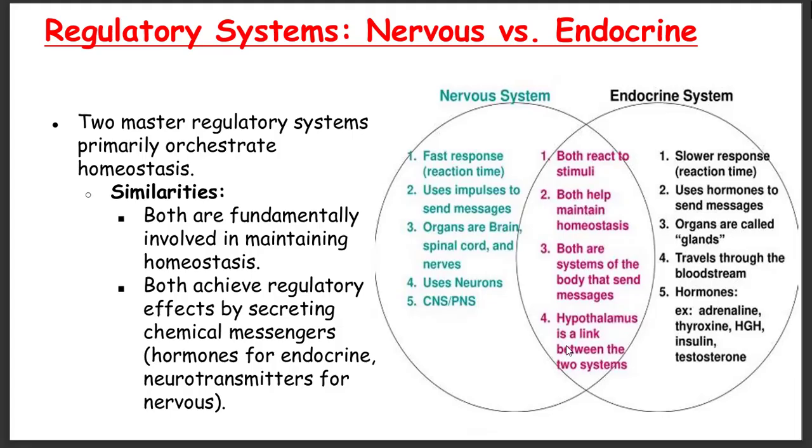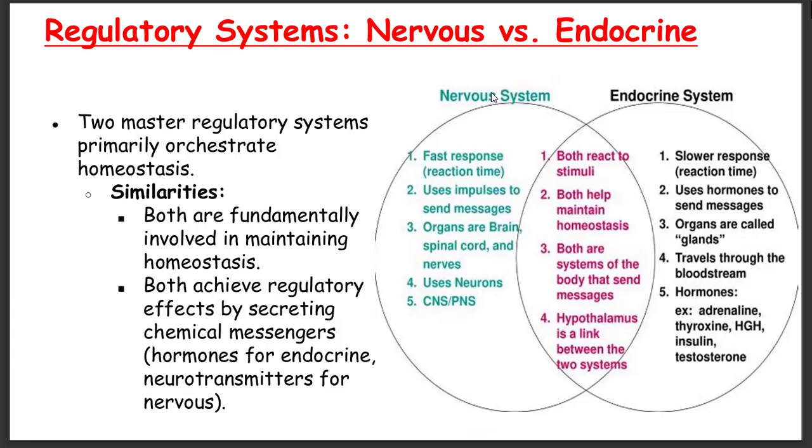So I've put this diagram here to compare and distinguish the nervous system and the endocrine system. Both react to stimuli. Those are some of the similarities. Both help to maintain homeostasis. Both are systems of the body that are responsible for sending messages. Some send chemical messages, while some send electrical messages. And then we have the hypothalamus, which is part of the organs of the endocrine system, which acts as a link between these two systems.